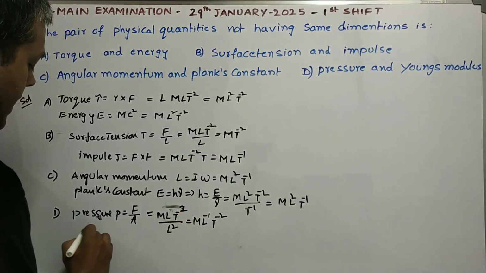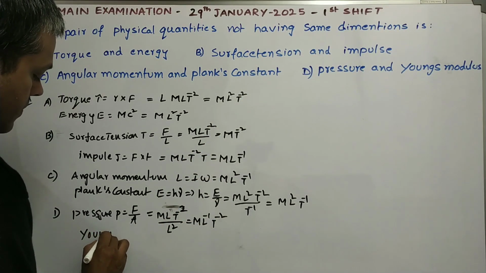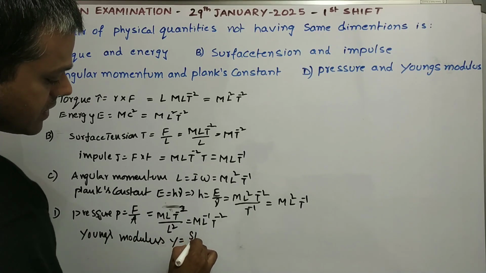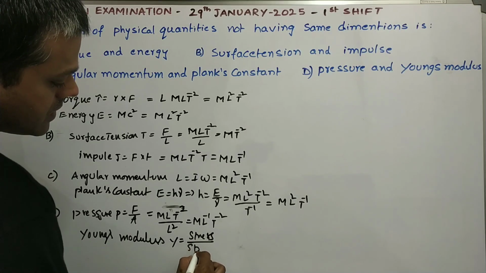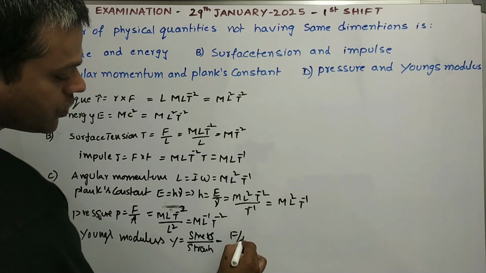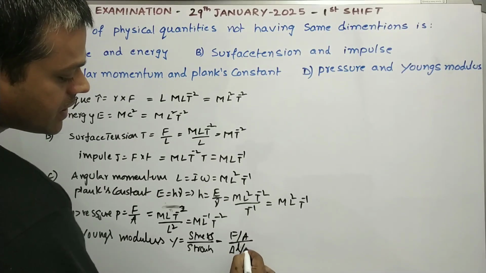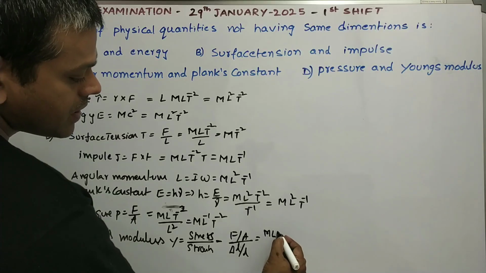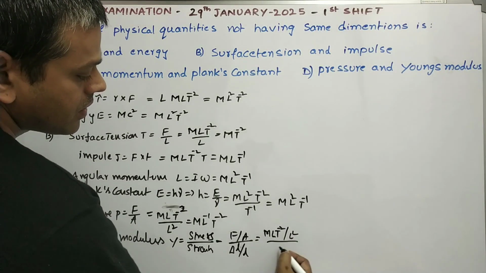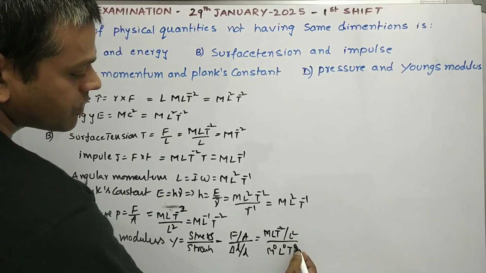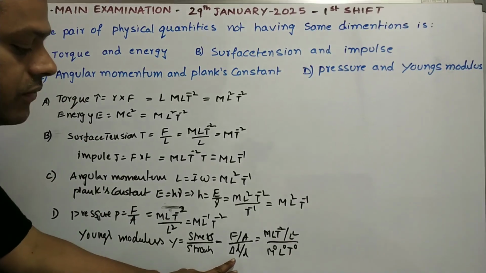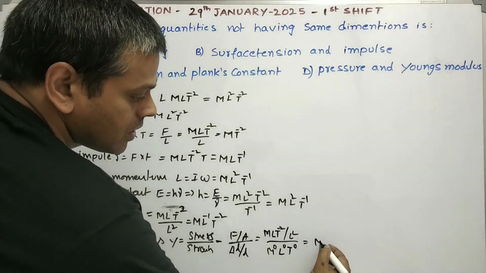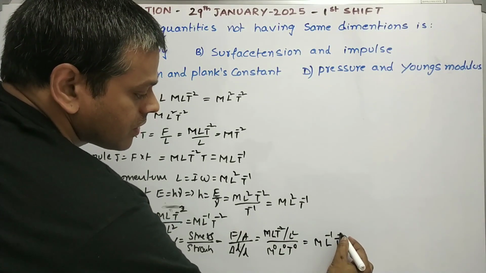And its pair is Young's modulus. Young's modulus Y is equal to stress by strain. Stress is equal to force by area. Strain is equal to change in length by original length, that means change in dimension by original dimension. So it is M L T power minus 2 by L square by M power 0, L power 0, T power 0. Why? Because strain is a ratio of the same kind of physical quantities, so it doesn't have any dimension formula. So the answer is M L power minus 1, T power minus 2.